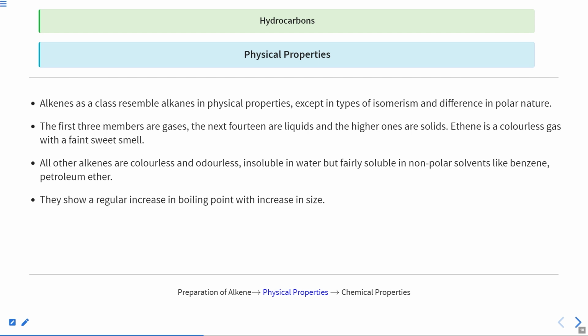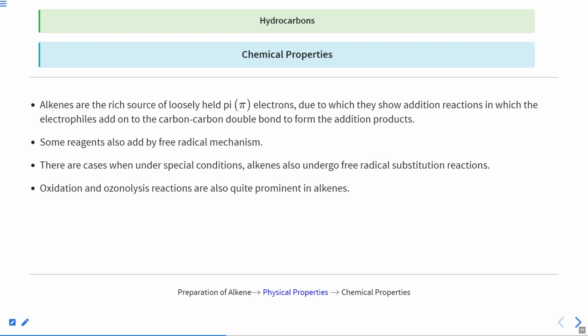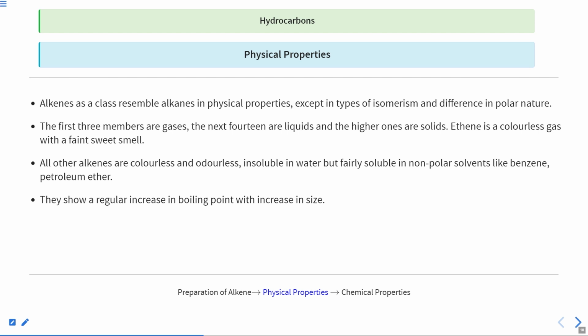Now we have talked about three things. The physical state: the first three members are gases, the others are liquids, and after 14 we have solids. Ethene is a colorless gas with a sweet smell, whereas the other alkenes are colorless and odorless. If we talk about solubility, they are soluble in non-polar solvents, whereas insoluble in water, and they show a regular increase in boiling point with increase in size. So what is the reason behind this? Why is the boiling point increasing with increase in size? Let us see to that. So why is this boiling point higher?